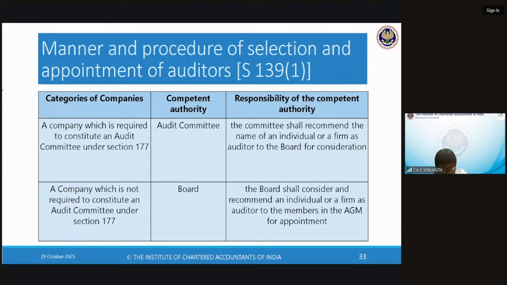In case of a company not required to constitute an audit committee, the board itself will consider and recommend. And finally, the members in the AGM will appoint. Right?